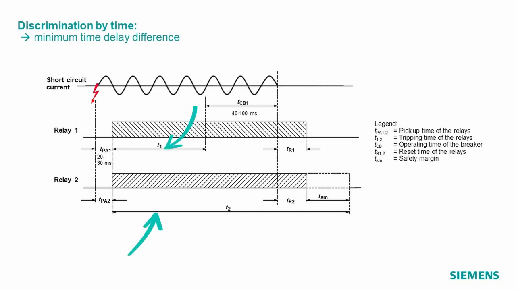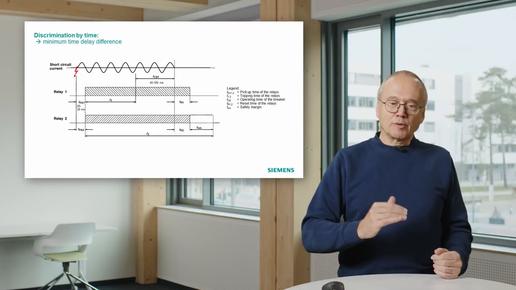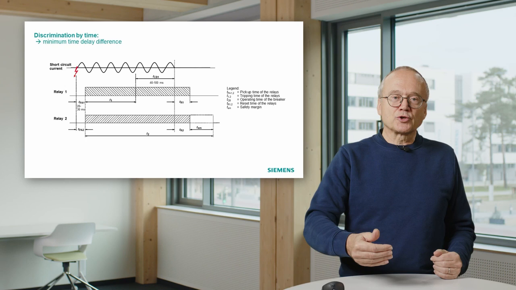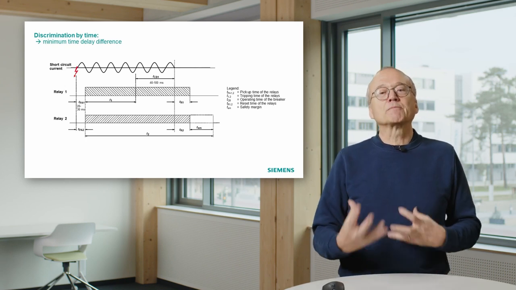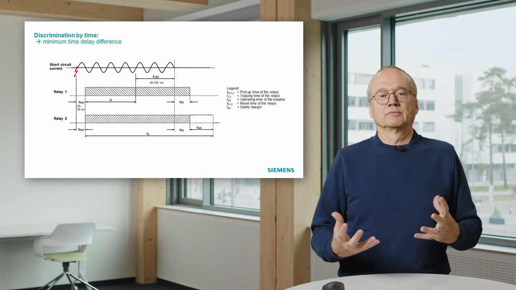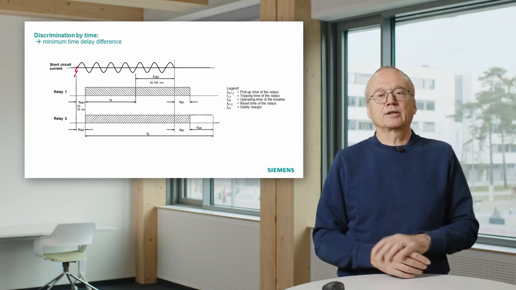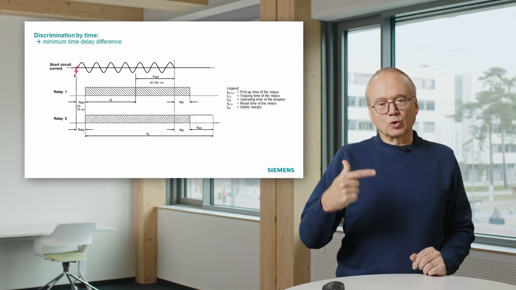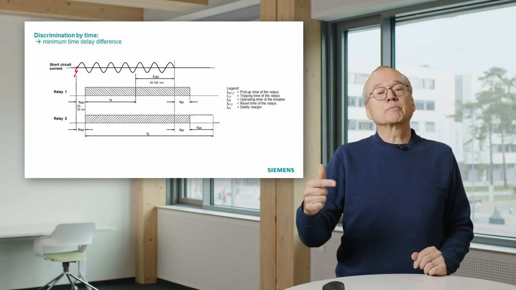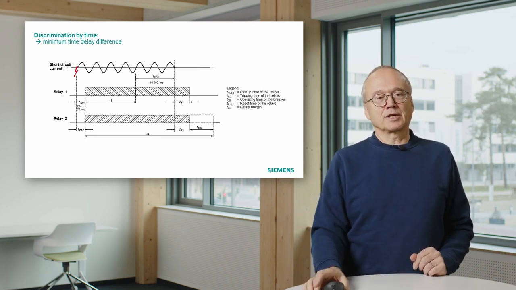The relay number 1 in this case has the shorter timer setting, and after some time this timer setting elapsed, it issues a trip command. Now the point is the trip command goes to the circuit breaker, but the circuit breaker doesn't react at once. The circuit breaker needs some time to open because mechanical things have to move, and finally the short circuit current can only be interrupted at the zero crossing.